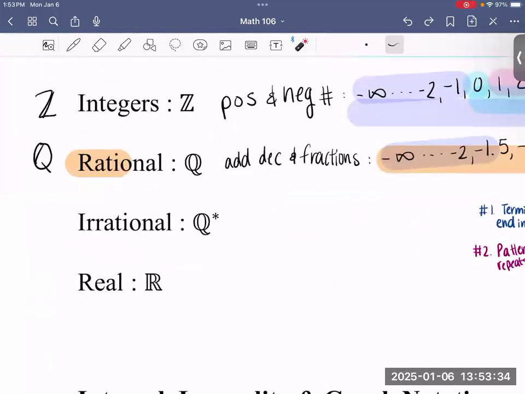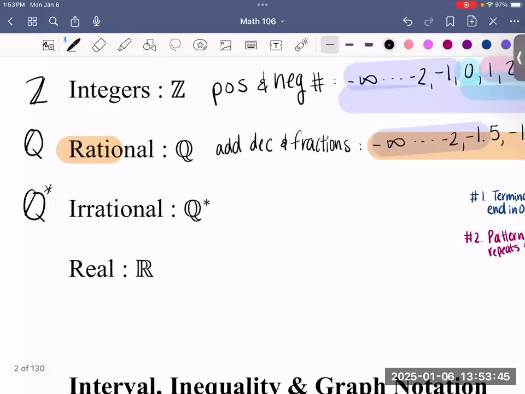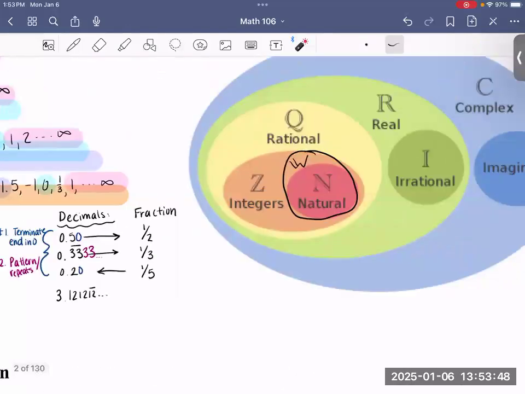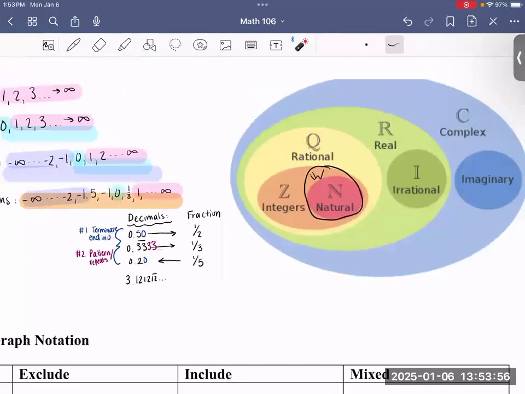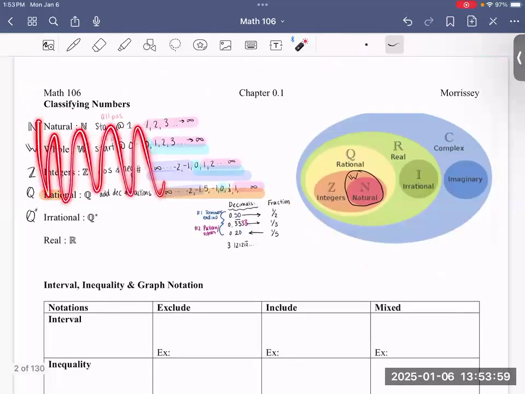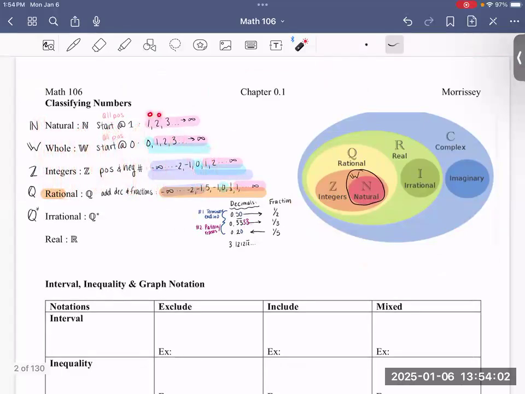Well, you have irrational. And this is, again, typically Q with a star. Now, irrational means the opposite of rational. Well, if rational is this yellow part, that means it's not natural, it's not whole, it's not integer, and it's not rational. So none of these rules apply. It's not numbers like 1, 2, 3, or 0, or -1, -2, -3, or decimals that terminate or repeat, or its fractional counterpart. So it's none of that. So what is left over?